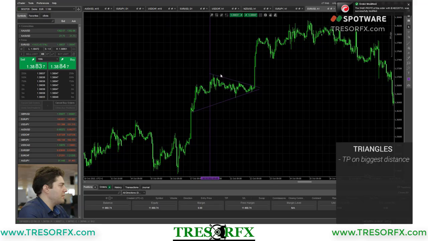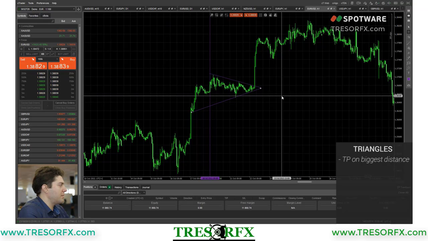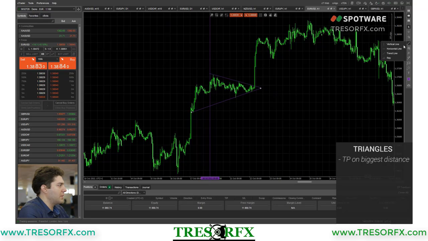Next type of triangle is an isometric triangle. You see here why it's called an isometric triangle, because it's exactly an isometric triangle. Let me explain to you the difference between a triangle and a wedge, just to make sure that you understand correctly. A wedge is when we have two lines that go towards each other, but both these two lines have a slope.